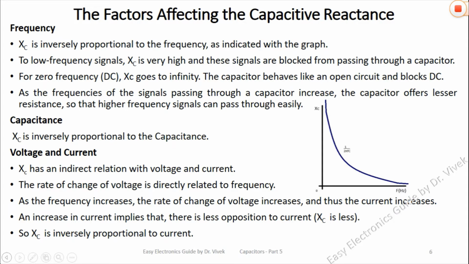Xc is inversely proportional to the capacitance of the capacitor. Xc has an indirect relation with voltage and current. The rate of change of voltage is directly related to frequency. As the frequency increases, the rate of change of voltage increases. So the current will increase. An increase in current implies that there is less opposition to current, so Xc is less. So we can say that Xc is inversely proportional to current.